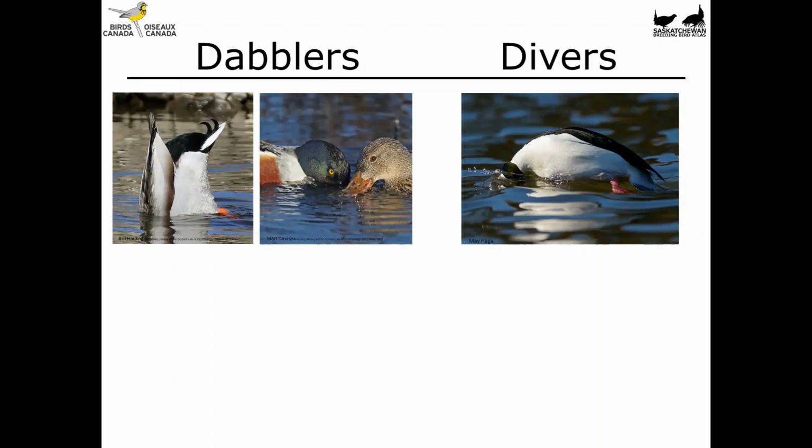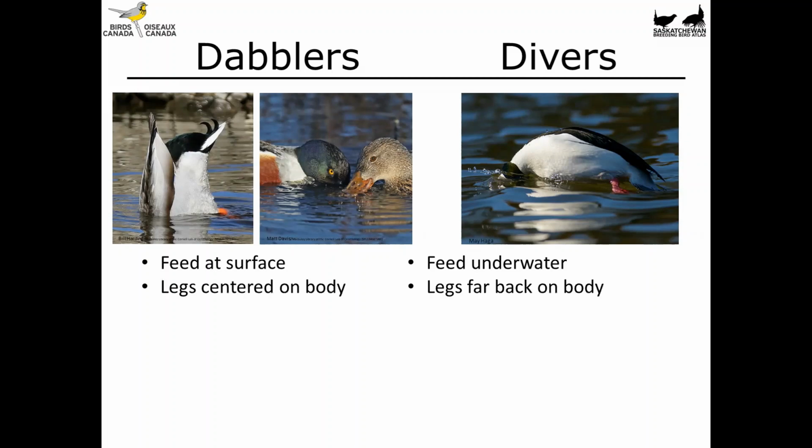So the ducks are broken down into 2 categories known as dabblers and divers. This refers primarily to their foraging methods. Dabblers will feed at the surface, whereas the divers feed underwater by diving. Dabblers' legs are more centered on their body, whereas the divers' legs are farther back on their body. This facilitates swimming when they're underwater.